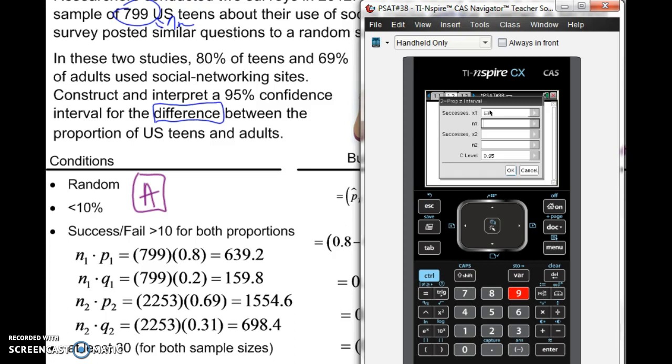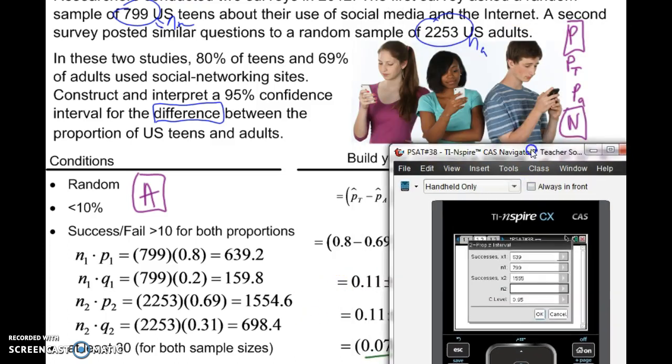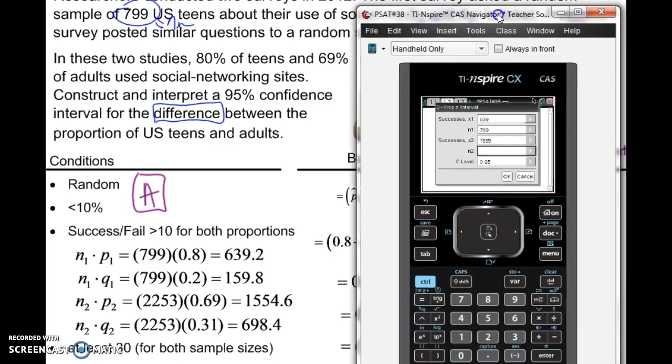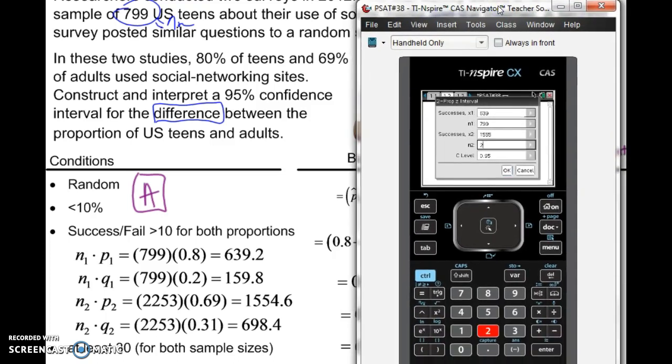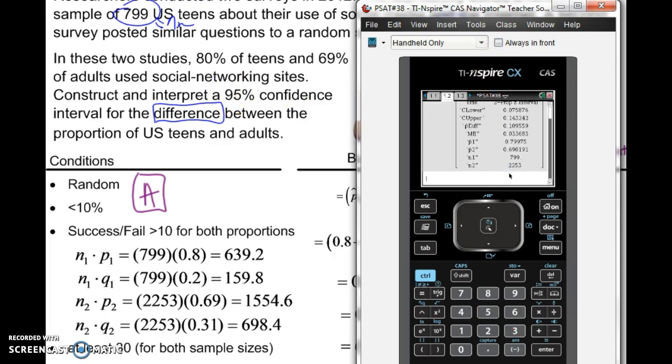And N1 is how many that's out of, so that's a total of 799. The number of successes for adults would be 1555, which I rounded, and the total there is 2253. It said 95% confidence, so I'll leave that at the 95% default.